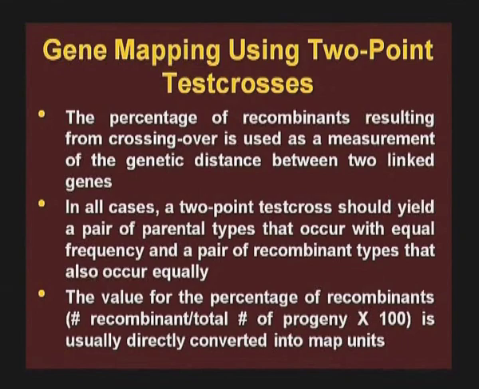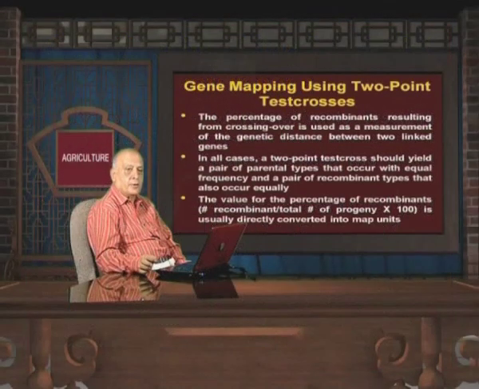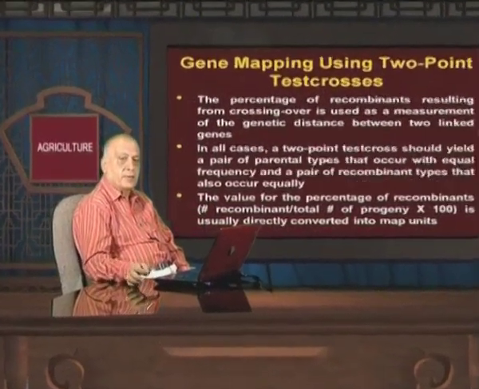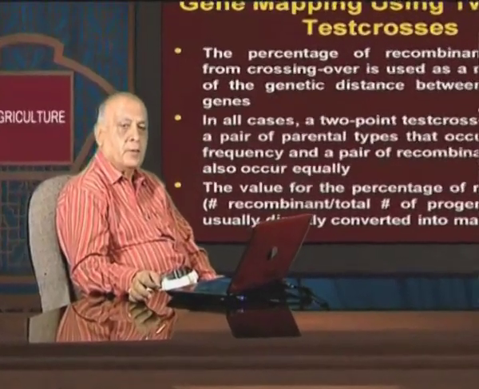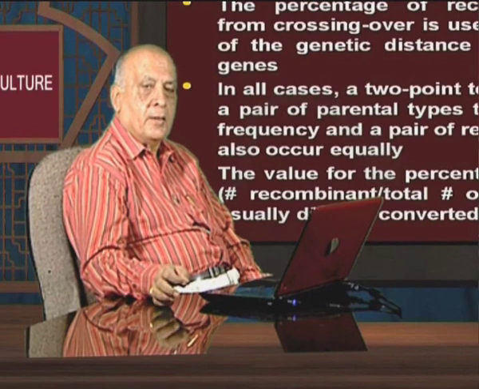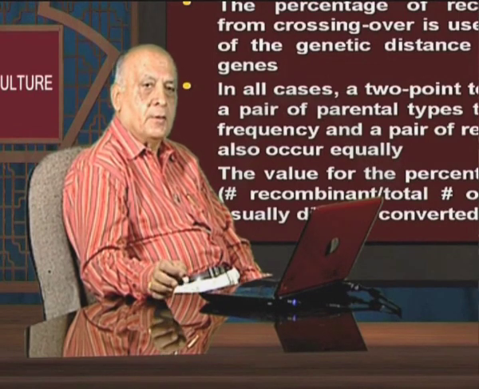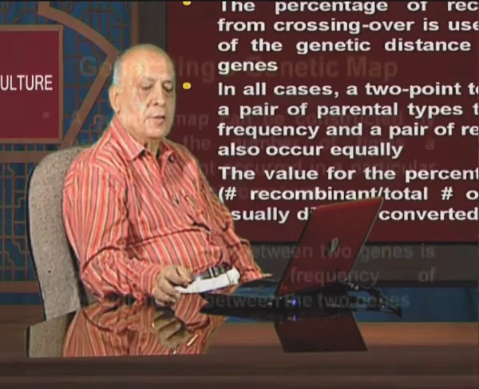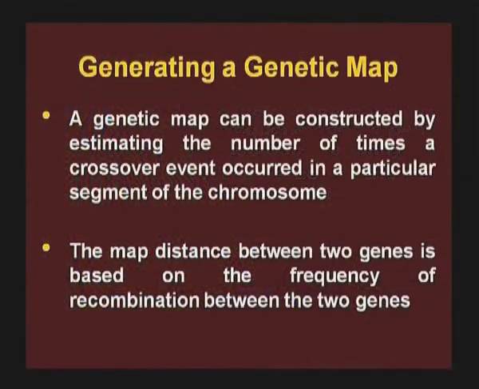The value for percentage of recombinants, that is recombinants over total progeny times 100, is usually directly converted into map units. Now all these descriptions indicate only one thing: the genetic maps are created using mathematical and statistical tools by calculating the crossover frequency or recombination frequency. A genetic map can be constructed by estimating the number of times a crossover event occurred in a particular segment of the chromosome.